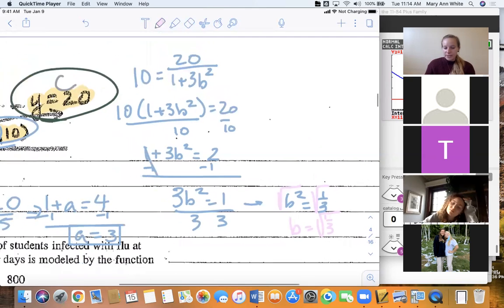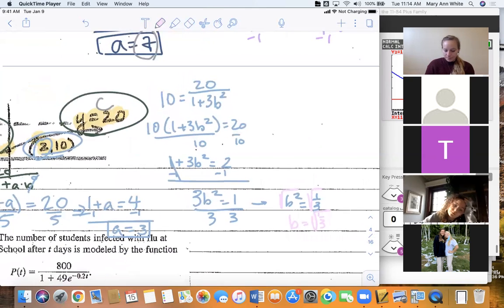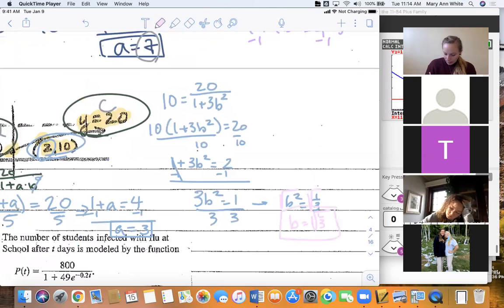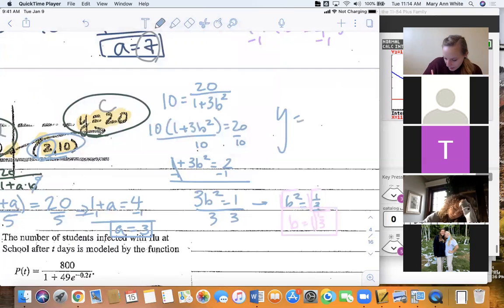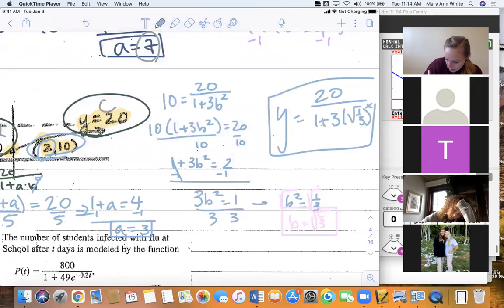And this, for the sake of today, we can just leave it there. For the sake of what I will ask you on this quiz, you won't have to rationalize any radicals in a problem like this. So just leave it like that. Altogether, it's y equals 20 over 1 plus 3 times root 1/3 raised to the x.